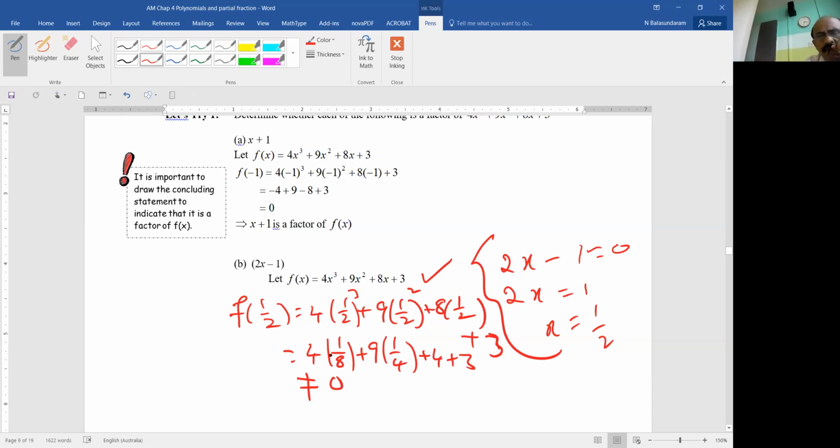It means when this polynomial is divided by 2x minus 1, it does not give a remainder 0, because you know f of half means a remainder, right? So this remainder is not 0. What does it mean? It means 2x minus 1 is not a factor, right? It's not a factor of the polynomial f of x. F of x is actually 4x cubed plus 9x squared plus 8x plus 3.